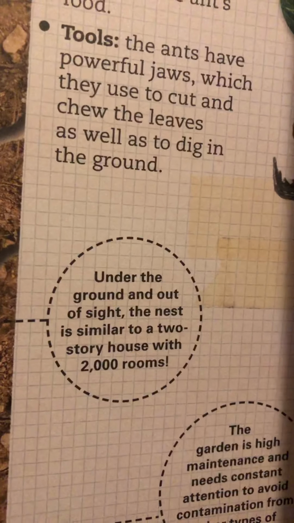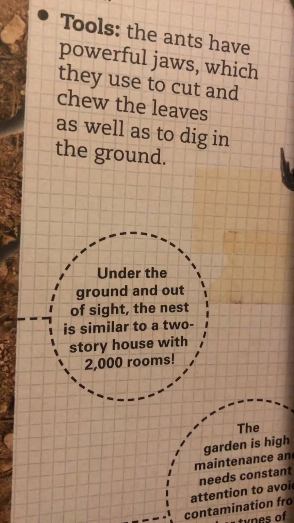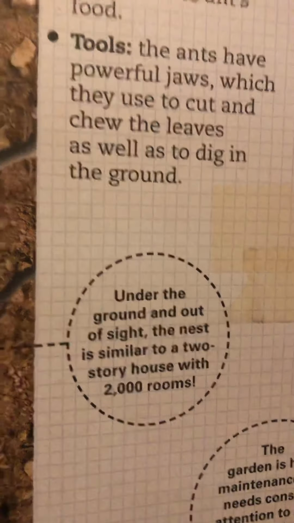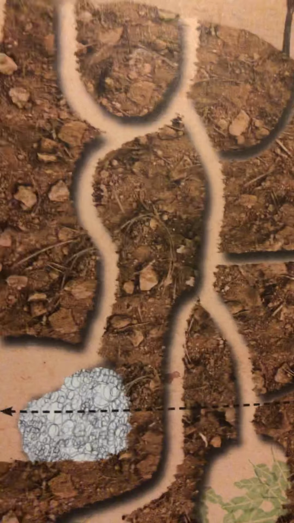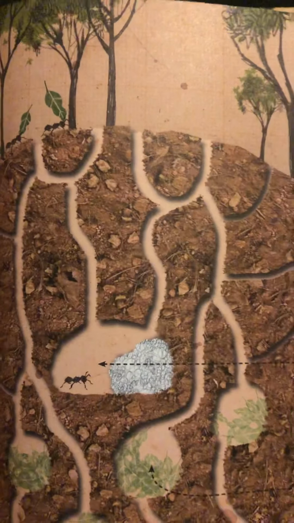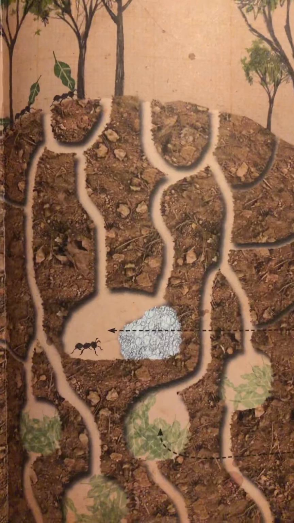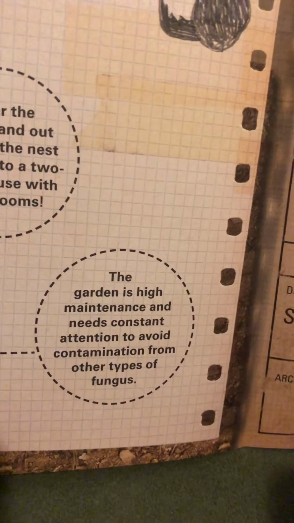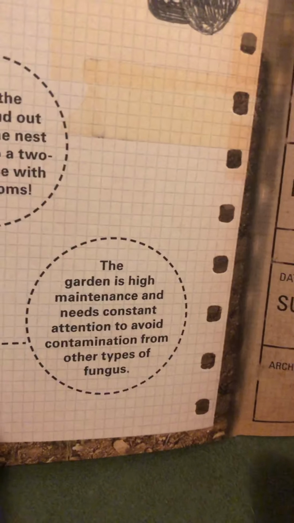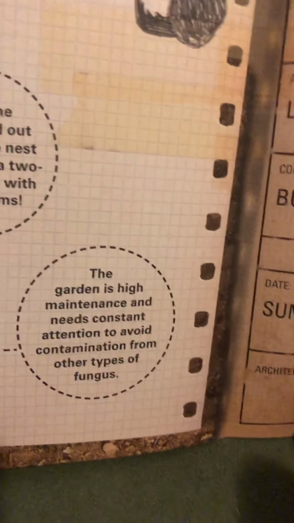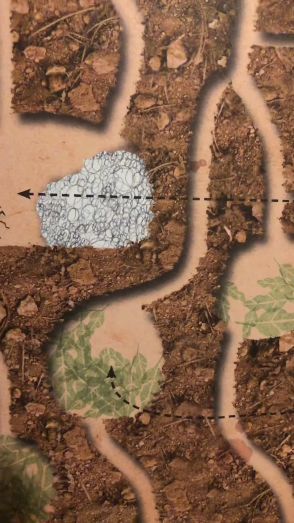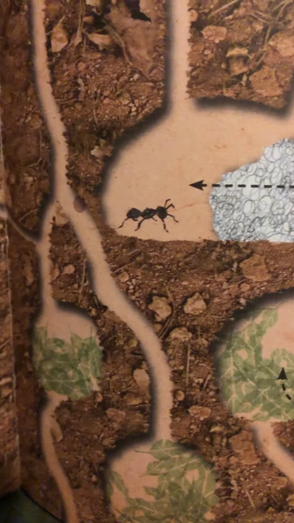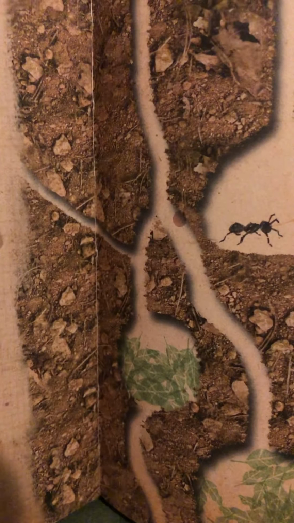So let's see, under the ground and out of sight, the nest is similar to a 2-story house with 2,000 rooms. Let's take a look at that. Wow, look at all the chambers. The garden is high maintenance and needs constant attention to avoid contamination from other types of fungus. That means other things would go in there and kind of spoil their food. Let's take a look at these garden chambers. Wow. There they have their leaf parts that they're growing their fungus.